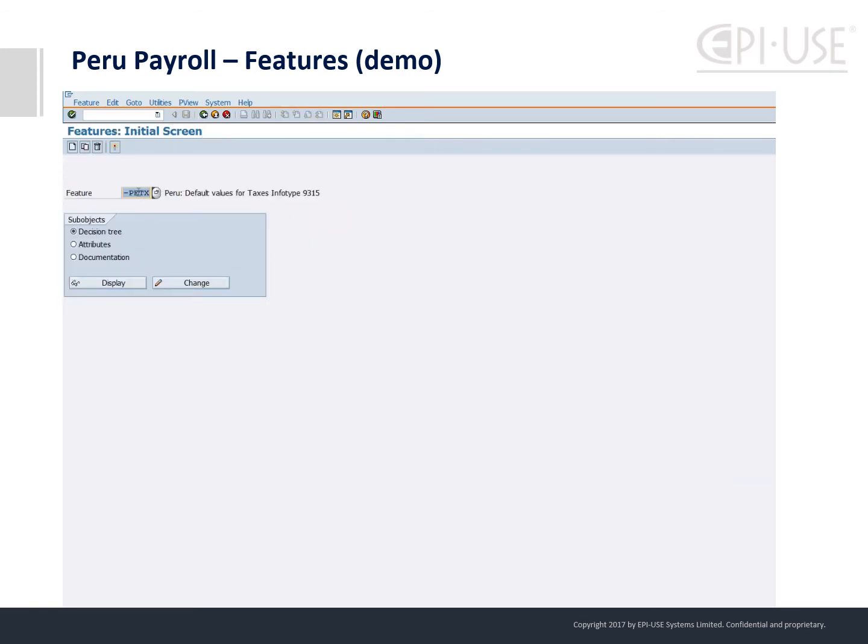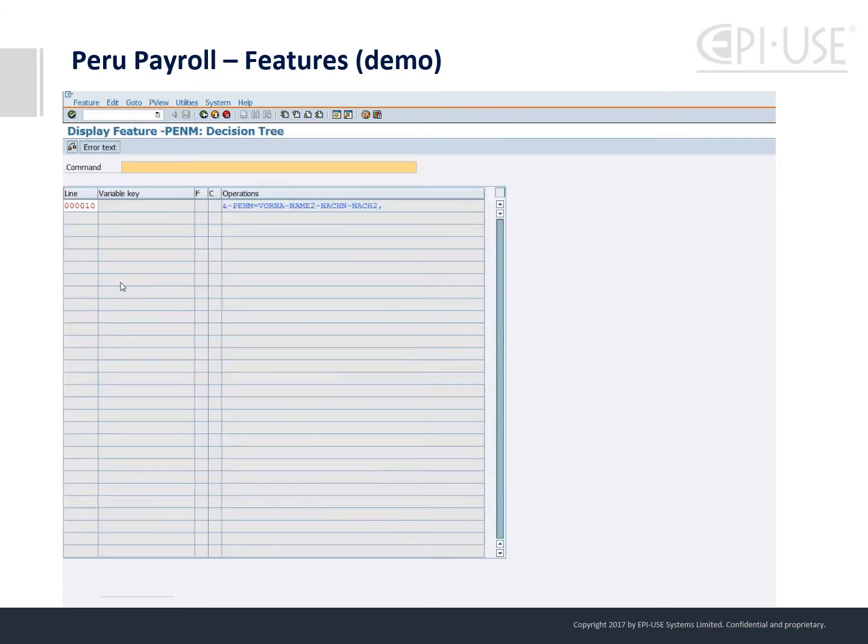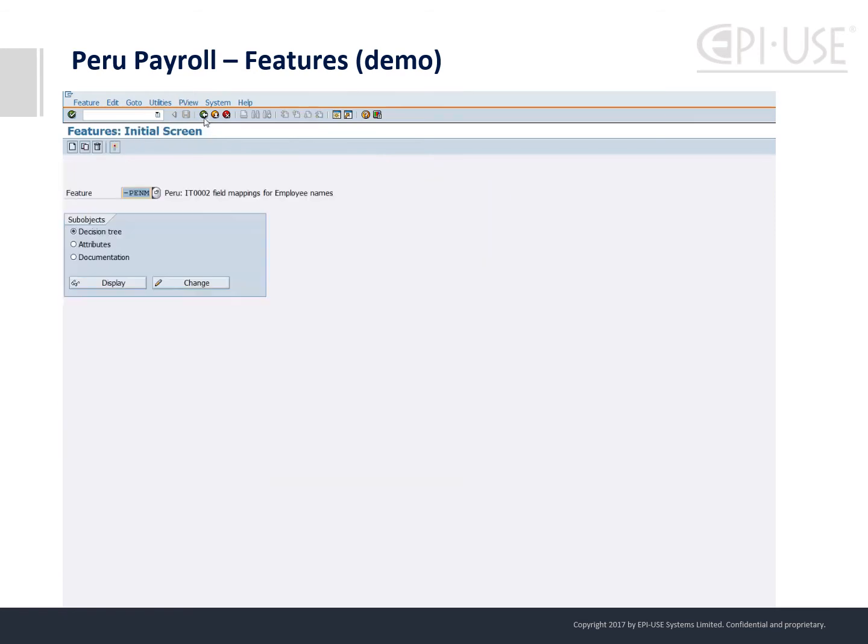In the same vein, let's look at this one, PENM. It's mappings for your info type 2 fields for employee names. In here, you can set up the name format that you would like, the fields that come from info type 2, your voornaam, nachtnaam, and you can set it up according to your own requirements.